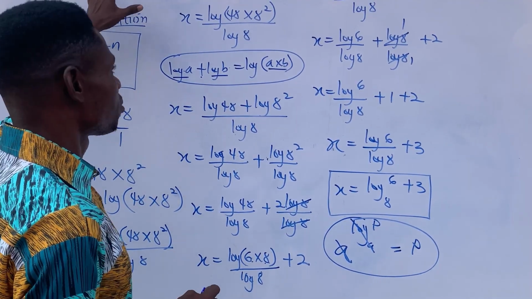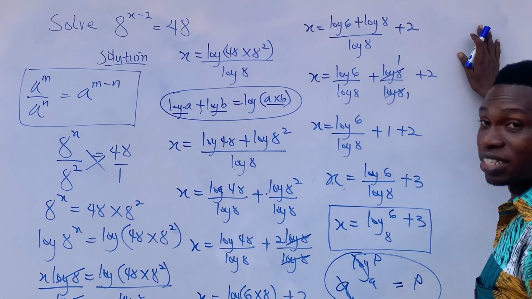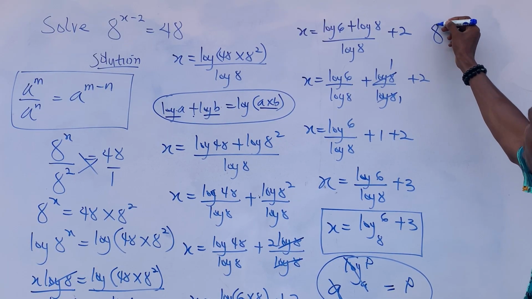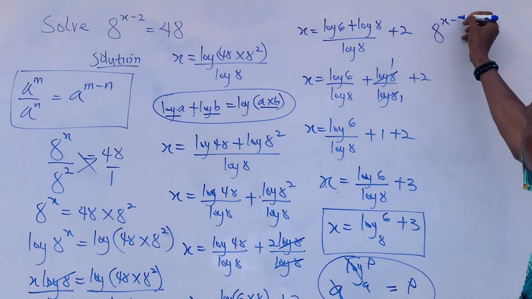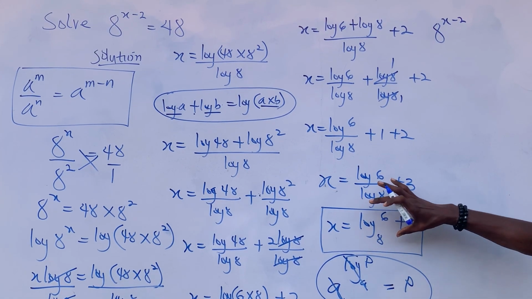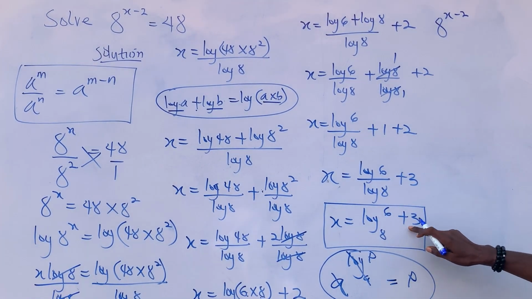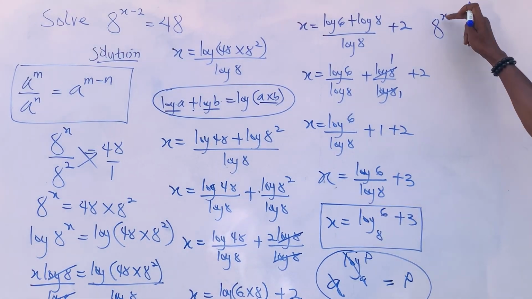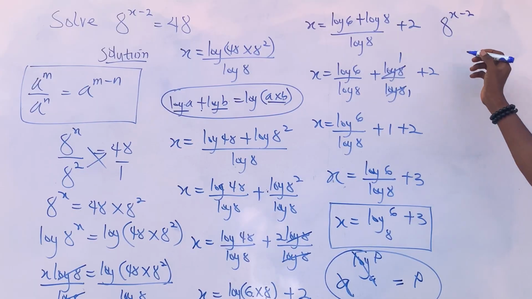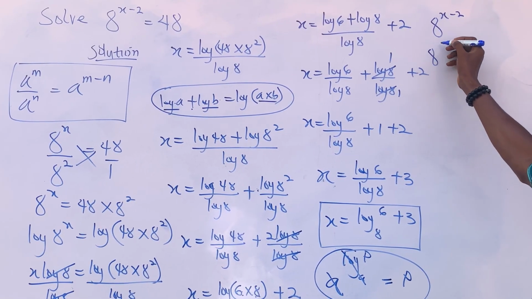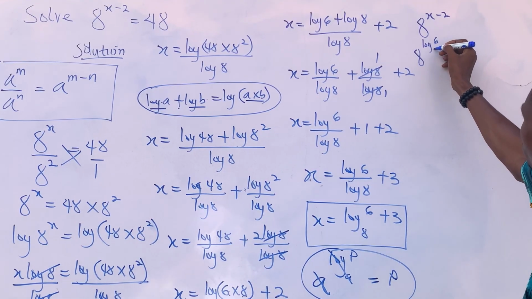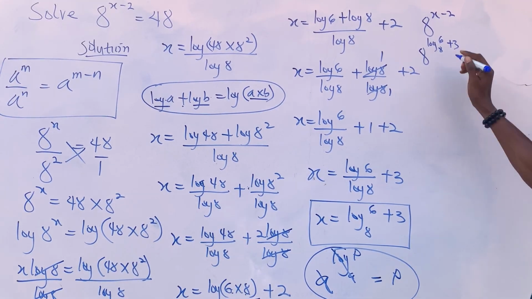So let's pick our left hand side. Okay, so what we have is 8 having a power of x minus 2, and now we have our x as log 6 base 8 plus 3. So if we place this x here now, let's see if it will give us 48 on the other side. So let's go. This will give us 8 raised to the power log 6 base 8 plus 3. This is our x now.